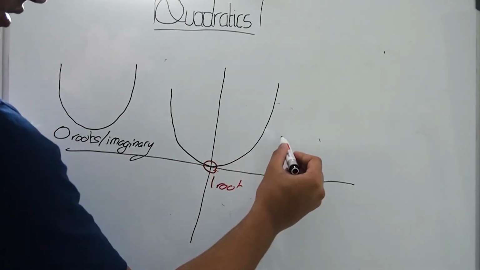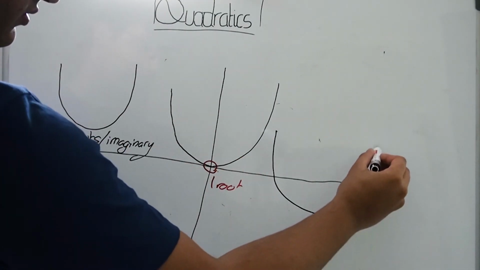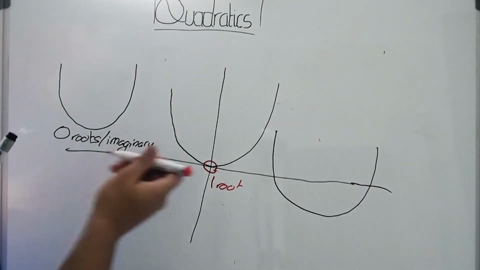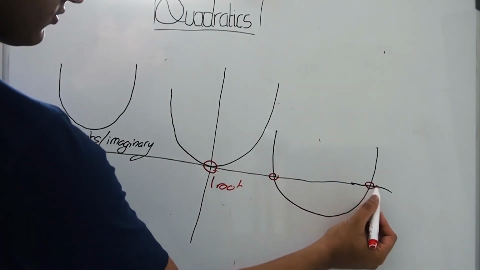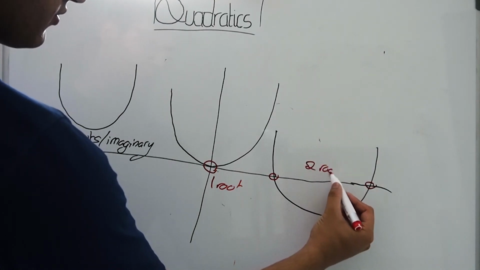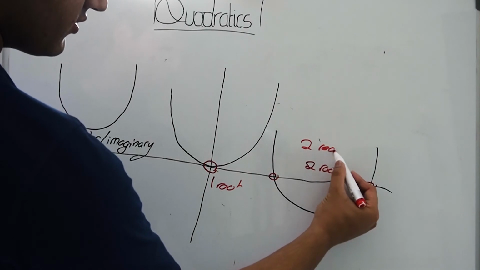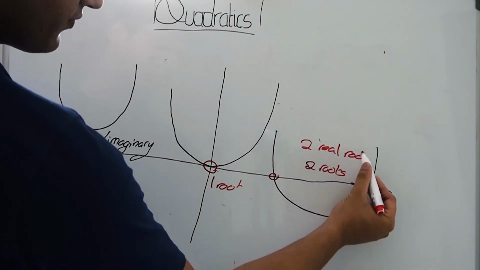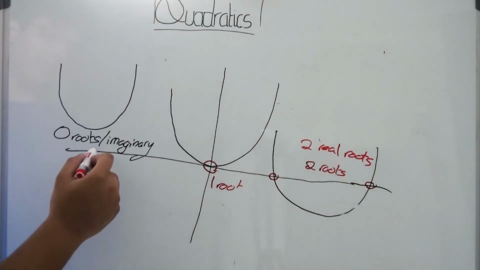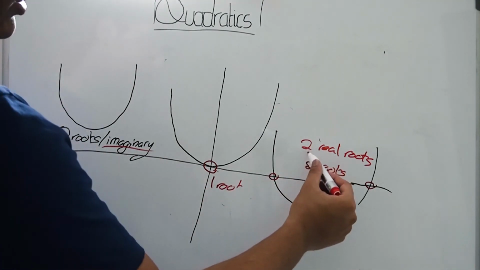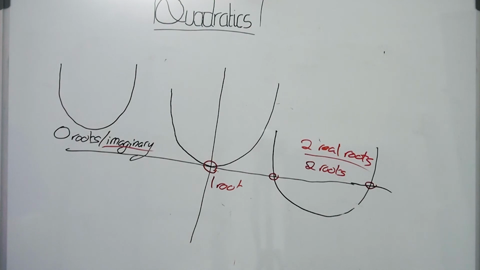The next thing, the last possibility is the most common one, which is two roots. To be exact, you have to say two real roots. Because over here the roots are imaginary. There's zero real roots, and over here there are two real roots.